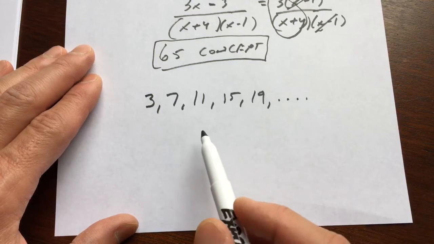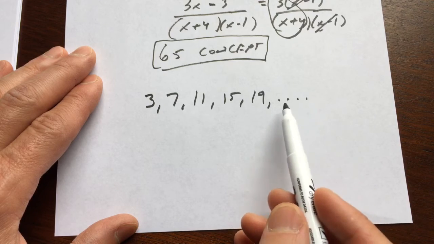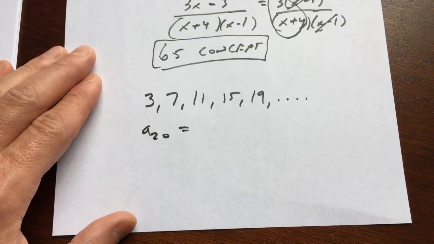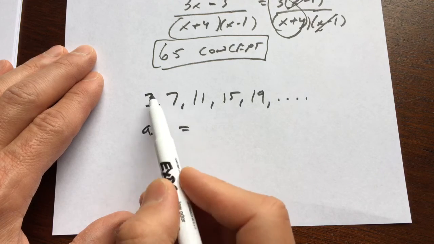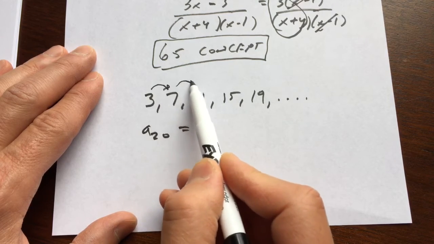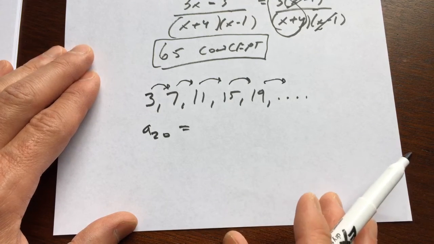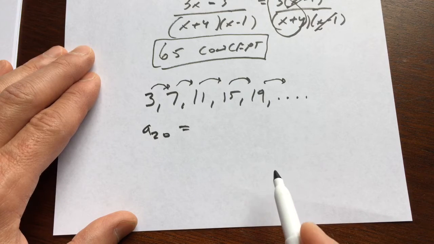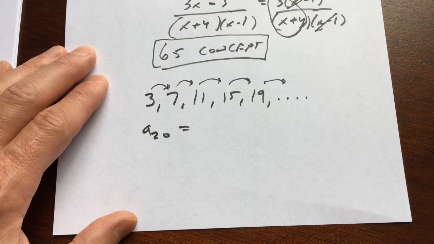But I'll give everyone a chance. What would you do to get to that 100th term, or in this case, let's just do the 20th term, so a sub 20? Any ideas? How would you get to that 20th term? What makes it an arithmetic sequence is that you're adding or subtracting the same thing each time to get to the next term. So can anybody tell me what we're adding or subtracting to get to the next term in the sequence? What are we doing to get to the next term?